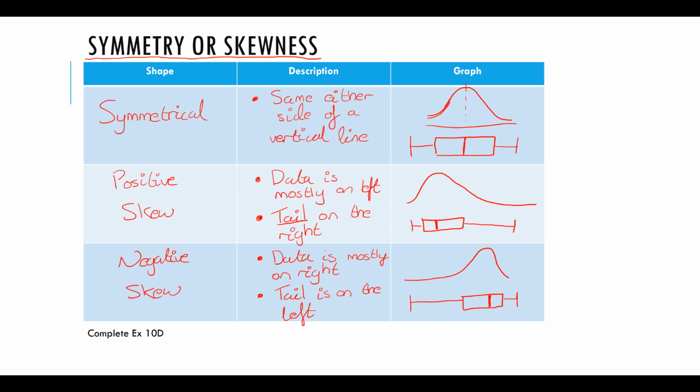Okay, so that's it. That is how we describe distributions. You need to complete exercise 10D to finish this. Mostly you just need to describe distributions that are already there, but to help revise, there's also a couple of questions where you need to plot some data and then describe its distribution afterwards. So a good opportunity to revise the first part of statistics.